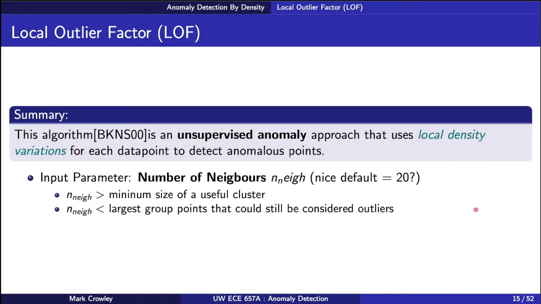So the first algorithm we look at for doing this is local outlier factor. It's a very popular one, and it's one of the ones in that plot. It's the last column in that plot. And it's quite similar to DBSCAN, actually. So we talked about DBSCAN last week.